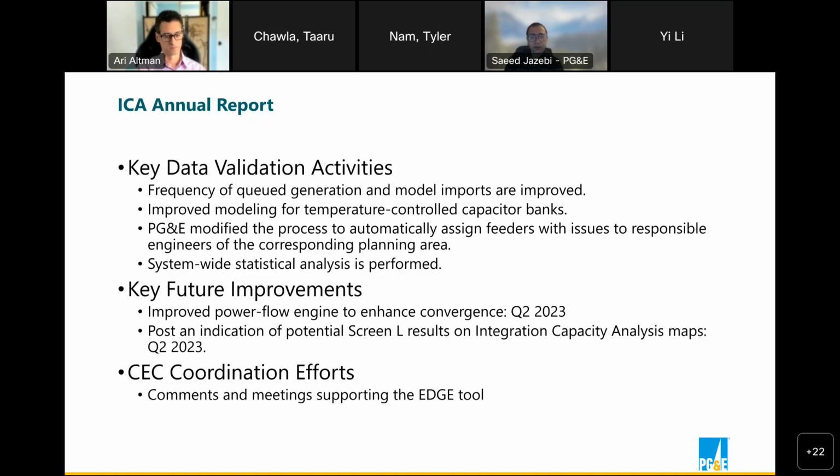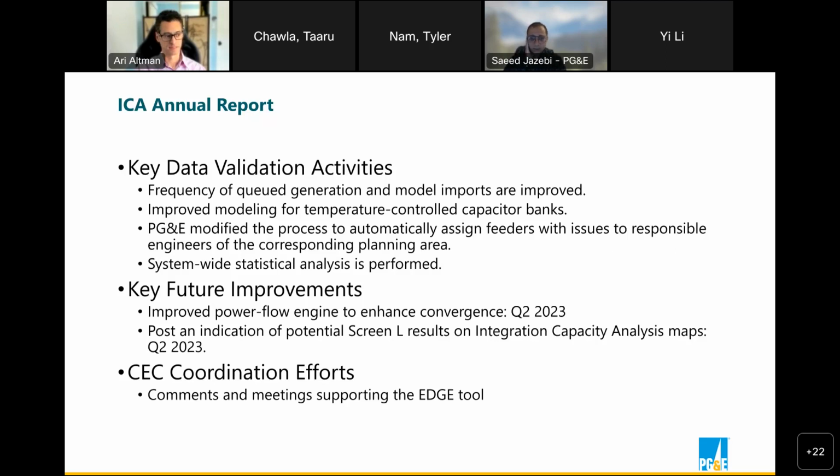Also, a new process has been developed to automatically assign ICA models with issues to responsible engineers of the same planning area. So once a modeling problem is detected, the responsible engineer is notified with an email to address the modeling issues and rerun the ICA calculations.